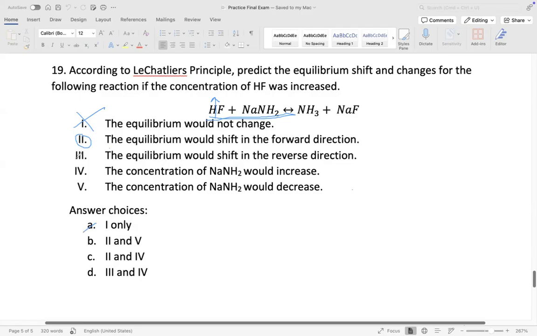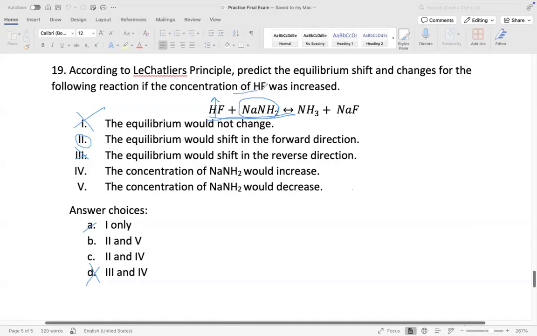And again, you're determining if something's going forward or backwards. So if it's going forward, which we've already determined, it can't be going in reverse. So I'm going to rule out anything that has reverse in it. Next, this particular question asks if the concentration would increase or decrease. So it's asking about the concentration of the other reactant here, sodium anhydride, it kind of looks like.